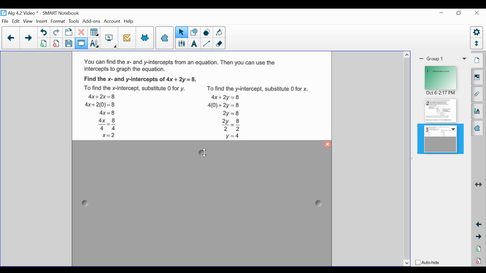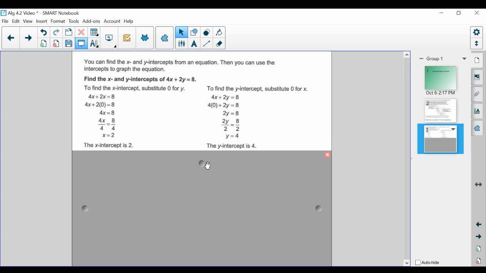So we get that x is equal to 2 and y is equal to 4. Therefore, the x-intercept is 2 and the y-intercept is 4. Again, over on the left-hand side, we substituted 0 for y and we ended up with x. On the right-hand side, we substituted 0 in for x and we ended up with y because we're choosing the value of our other variable. So we should end up with the variable that we want to.